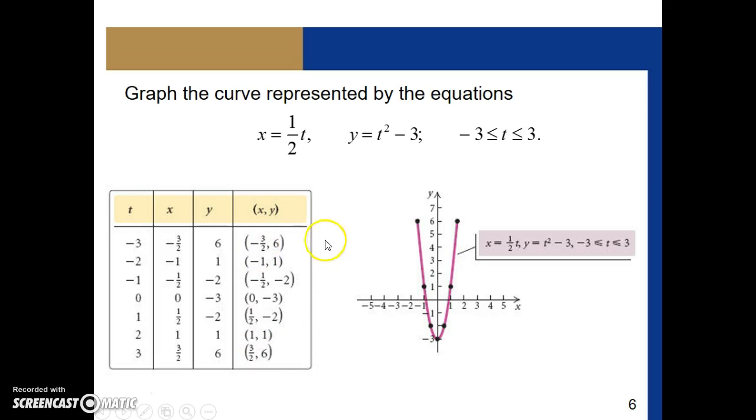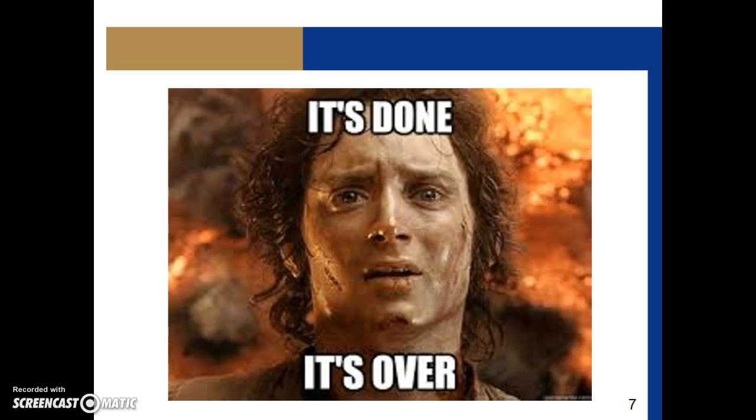So we plot all of those points, negative 3/2, 6, negative 1, 1, negative 1/2, negative 2, and so forth all the way around. And then it's important that we show the arrows, the direction. We start with the lower values of t. Here is where t equals negative 3, t equals negative 2, t equals negative 1, and so forth. So we're going to plot these just old school, just like we've always done, and then show the arrow of direction of travel of this particular particle or object, whatever it is that is behaving this way over time.